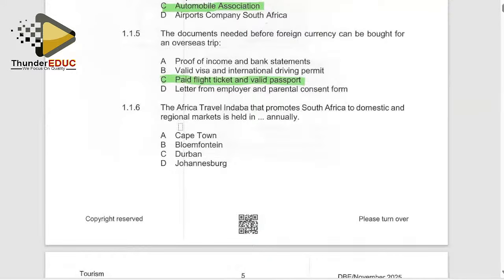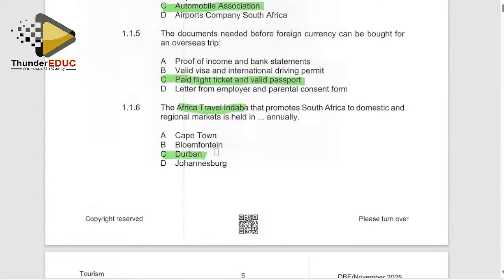The Africa Travel Endeavor that promotes South Africa to domestic, international and regional markets is held annually in what place? So they need the venue of the Africa Travel Endeavor. So the Travel Endeavor is held in Durban. It is held in Durban. So our correct answer there will be the letter C.